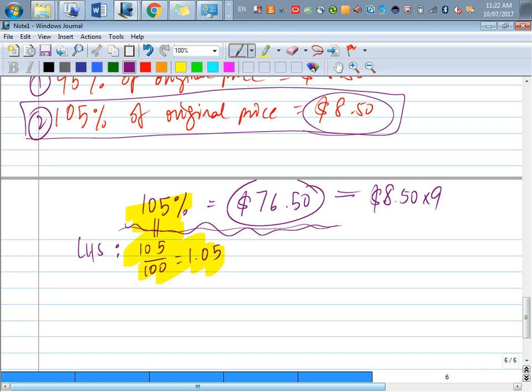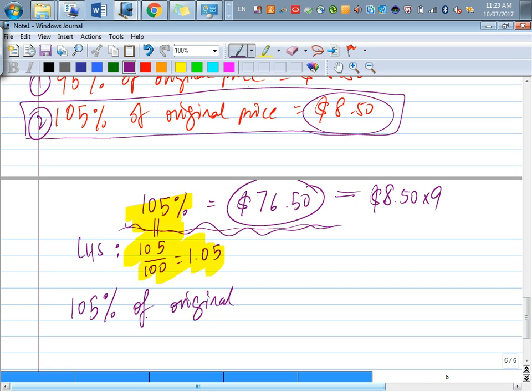Okay? You cannot write 105% equals to 76.50. How should we write it then? Yes, it is always percent of something. 50% of original price, 20% of original price, 10% of a cake. There is always a second portion which we conveniently leave out. So it is 105% of original.